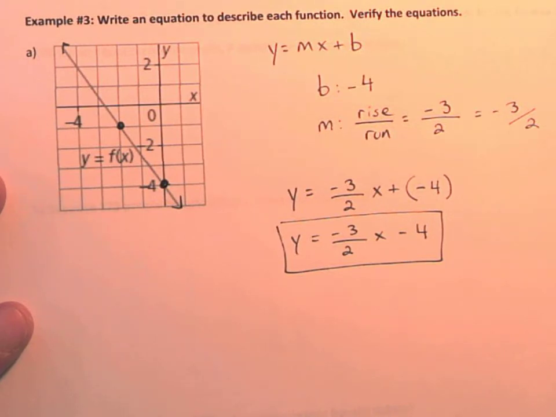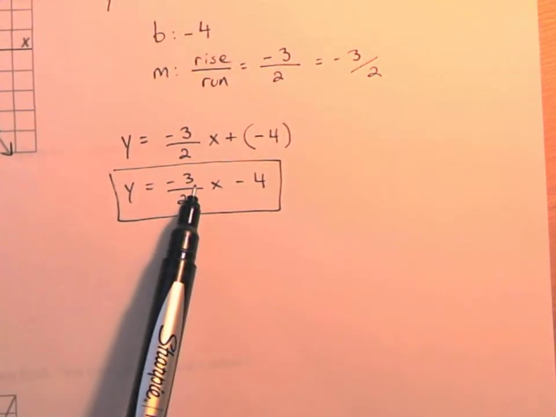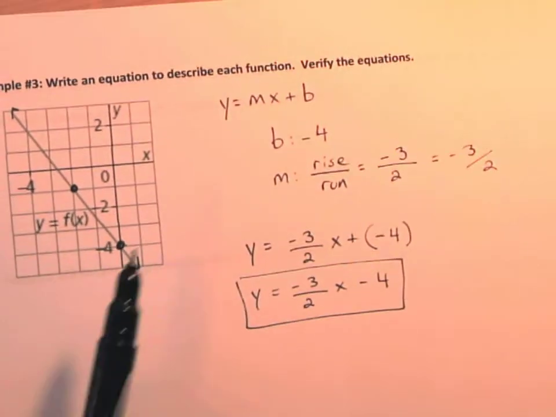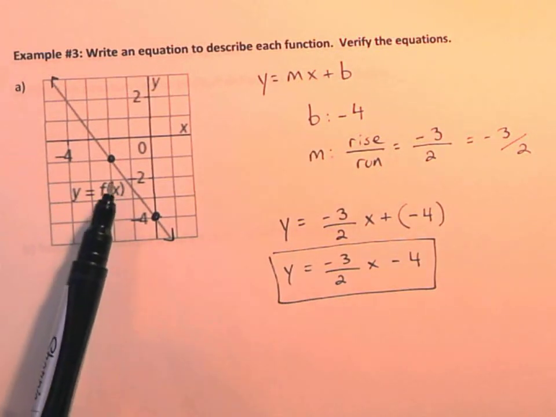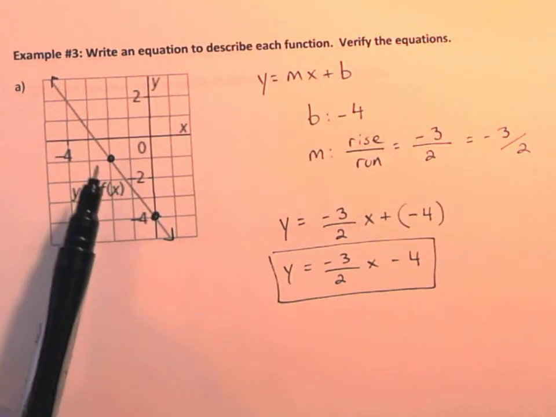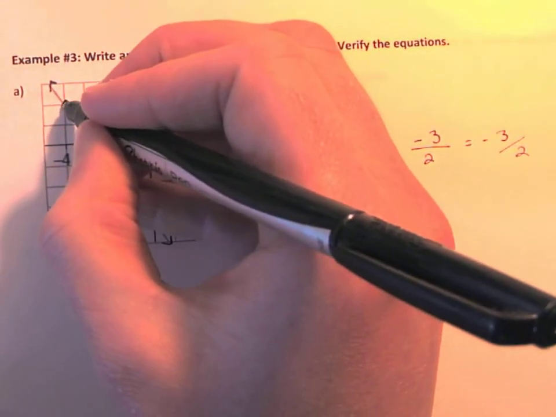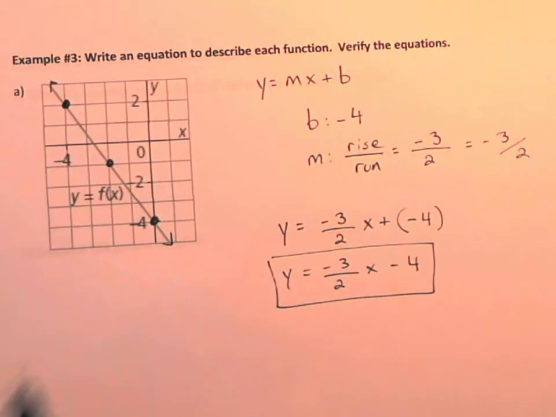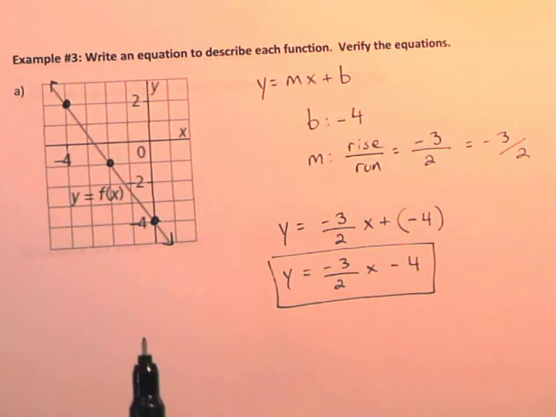Alright. And it also says verify the equation. I know this is right just because of the many years of doing it, but if you wanted to make sure that you were right, you could take one of these points here or anywhere on the line. You could even take a third one, so let's take this one here. Then you plug that point into your equation and see if it's true.